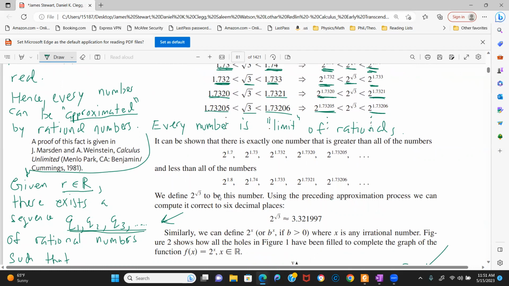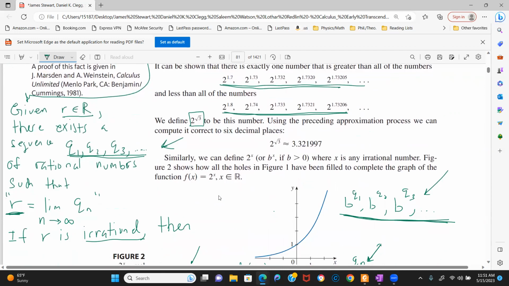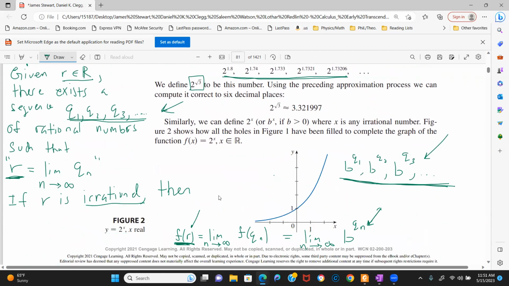It says it can be shown that there's exactly one number that is greater than all these numbers and less than all of these. And then you simply define 2 to the square root of 3 to be that number that's greater than all these and less than all of these. It's going to be the limit of this sequence here. And that's exactly what I said earlier, what I did over here when I wrote down all of this. It's basically the same process.